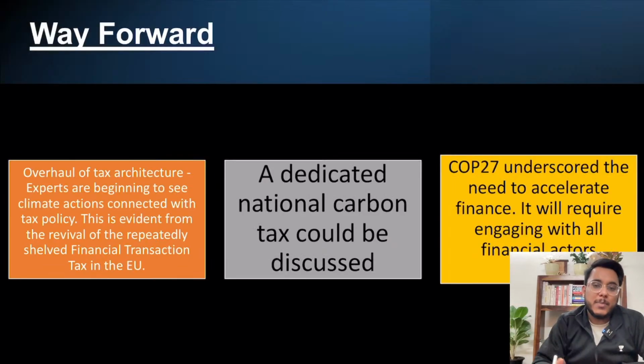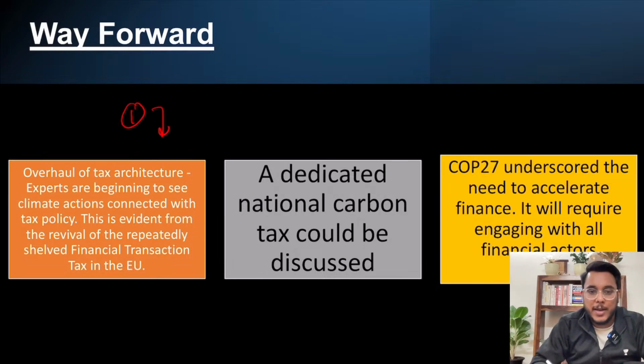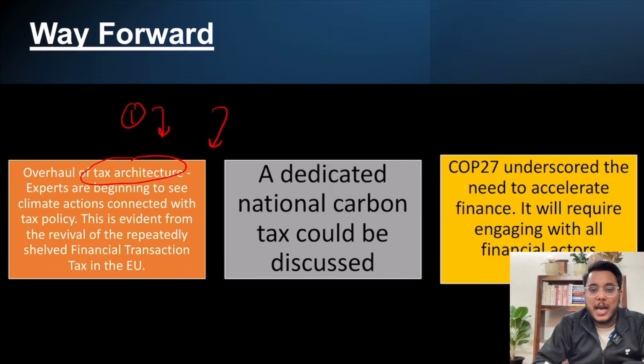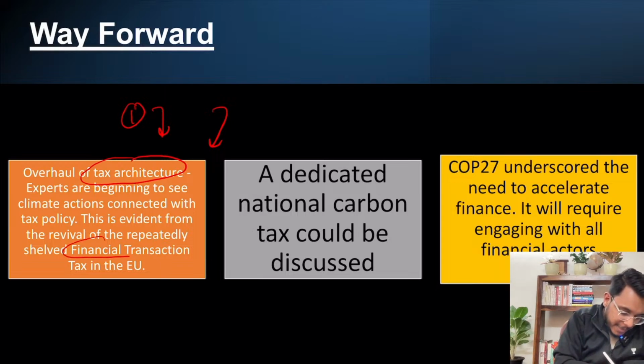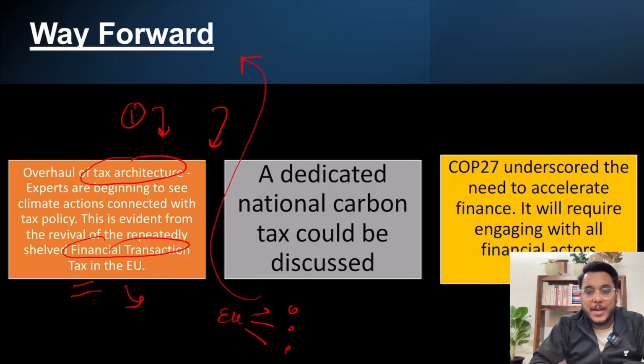Fine. Now, what can be the way forward in this direction? Number one, guys, we need to overhaul, we need to bring substantial changes into the tax architecture. Now guys, there are many activities which are not being suitably taxed. We can tax these activities. For example, the financial transaction tax in the European Union. In the European Union, a particular tax can be imposed on the financial transactions that are happening, and that tax money can go for climate adaptation.